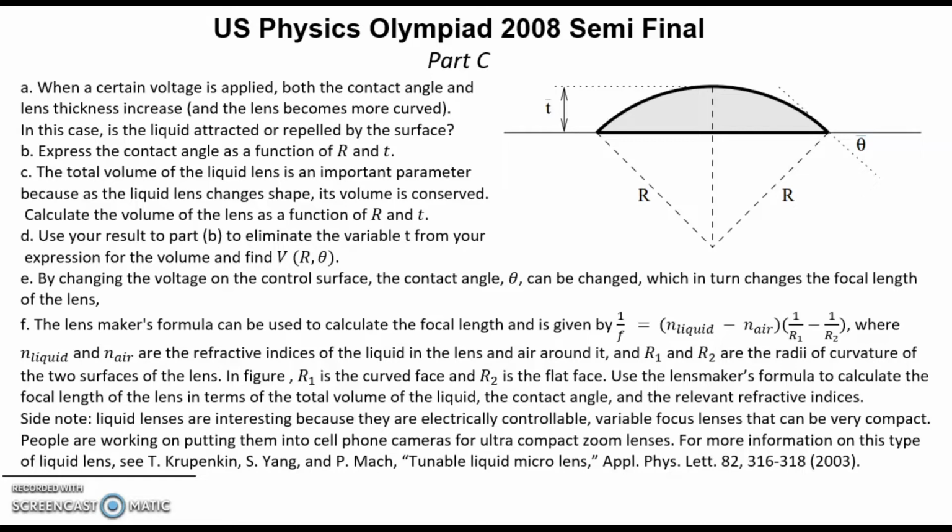Side note: liquid lenses are interesting because they are electrically controllable, variable focus lenses that can be very compact. People are working on putting them into cell phones and cameras for ultra-compact zoom lenses.